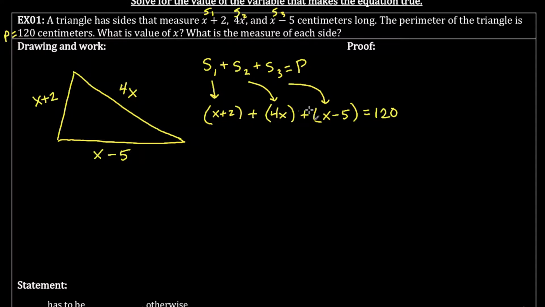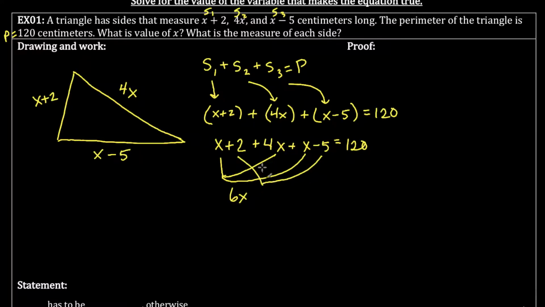In this case, none of these parentheses matter because we're just taking this and adding this and adding this. So we just start with x plus 2. Let's drop our parentheses. Plus 4x plus x minus 5. And we get 120 centimeters. We need to figure out what x is. So let's solve. But before we do that, let's go ahead and simplify first. So 4x plus x is 6x. And plus 2 and minus 5 is minus 3.